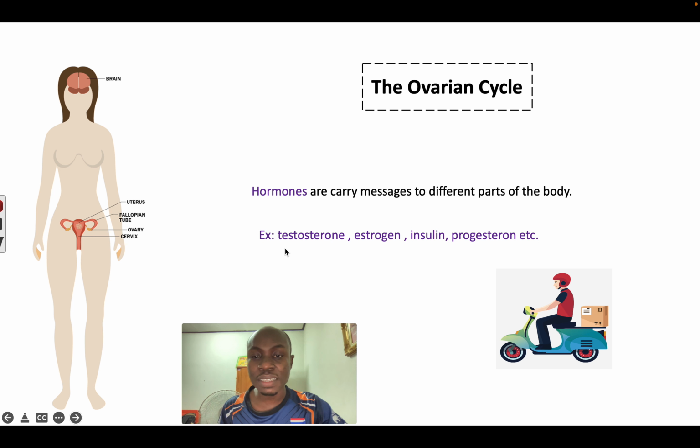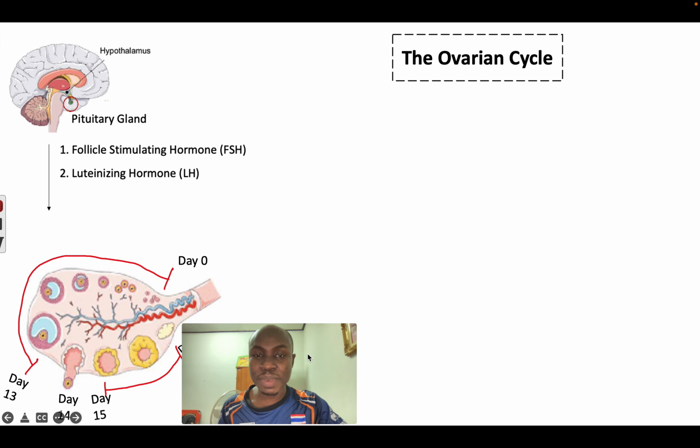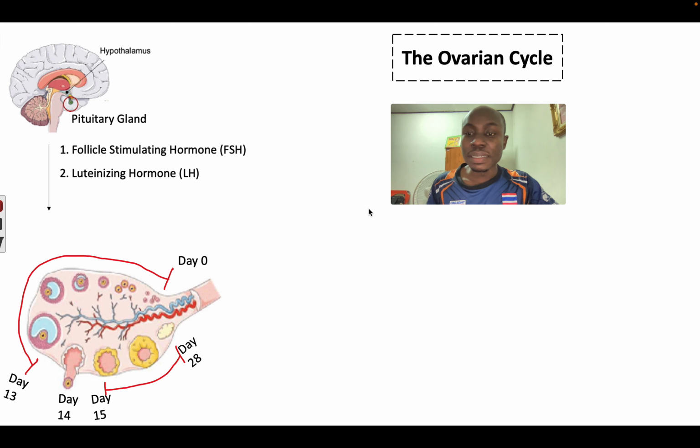Examples of hormones are testosterone, estrogen, insulin, progesterone, and many more. They help one part of the body to talk to another part of the body. So let's see how that happens. Now, every 28 days, the female will give out an egg or an ovum. On day zero, the brain has a part called the pituitary gland.